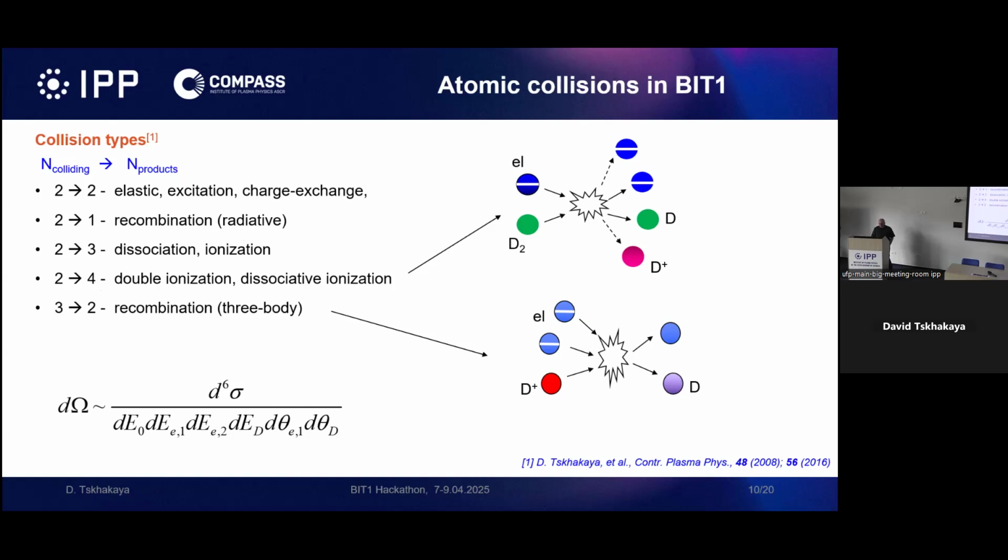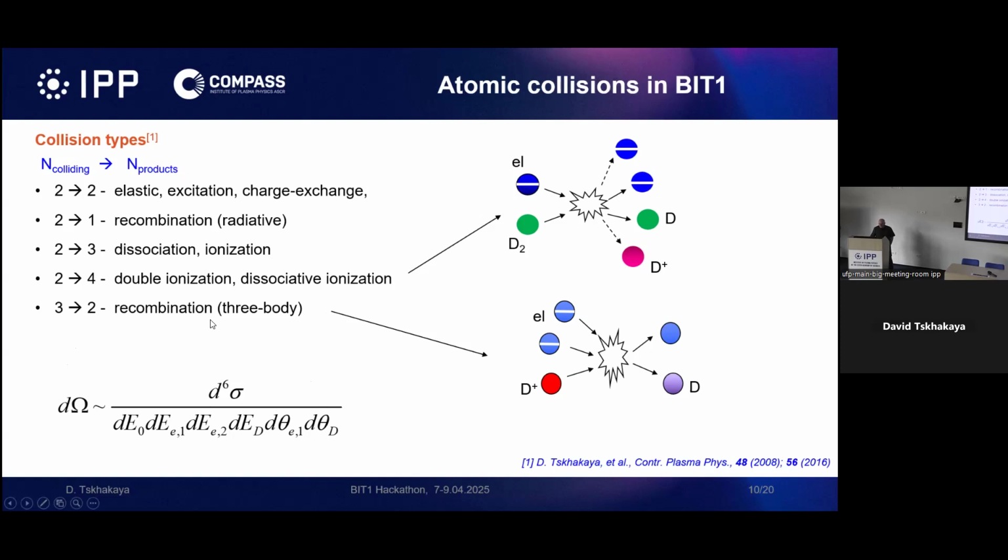After the collision, this can be double ionization or dissociative ionization, as given here. So an electron collides with a D2 molecule, and you have dissociation with ionization, which gives 2 electrons, 1 D atom, and 1 D plus ion. You also have the 3-body recombination, which is very important for fusion applications for low-density divertor plasma. So D plus collides with 2 electrons, one of the electrons recombines with the ion, and you get the deuterium atom and an electron.